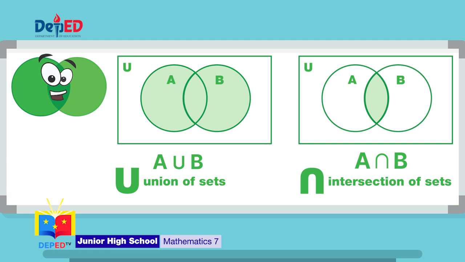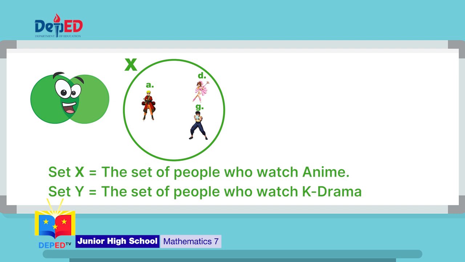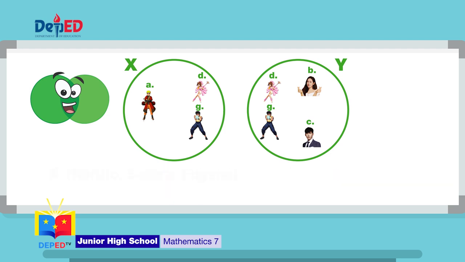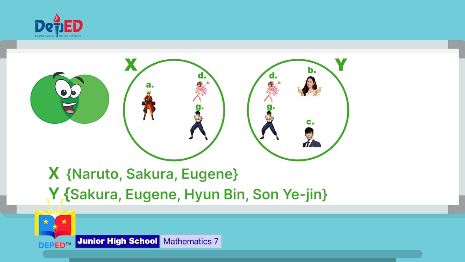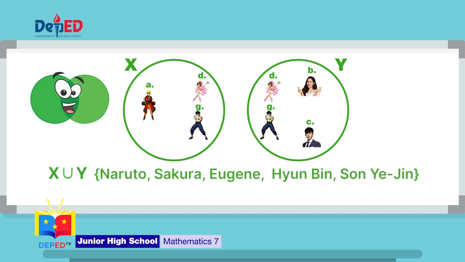That's right, Ben. Let's give them another example, Teacher DJ. Sure. Let's say one set is a group of people who love watching TV shows and another set is a group of people who love certain TV shows as well. Let's say one set represents the group composed of Naruto, Eugene, and Sakura, and the other set that with Eugene, Sakura, Yunbin, Sonya and Jin. We have to find the union of these sets, which is the same as the set of people that are in either sets. Our answer will be people who are assigned as A, D, G, B, and C. Yes, in short, all of them.